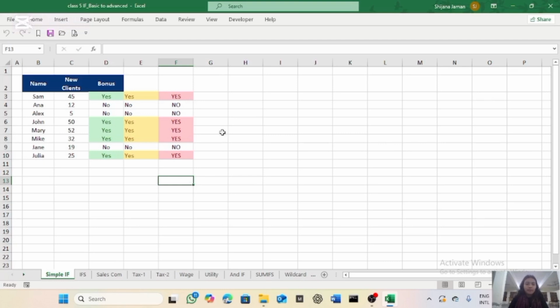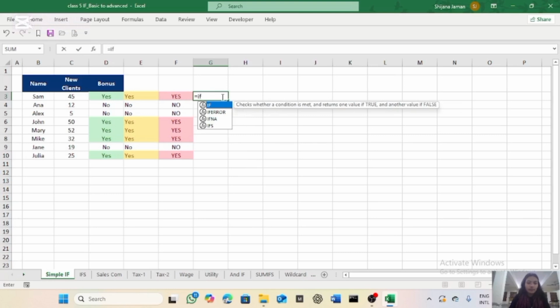So let's start it. First of all, we are calculating a simple IF using the IF formula. So select a cell, equal IFS, tab. Logical test: our first logical test would be this one, 45. We are assuming if 45 greater than 30, comma, value if true. If it is true, we have to write yes. Comma, value if false. If it is false, we have to write no. Bracket close, press enter.